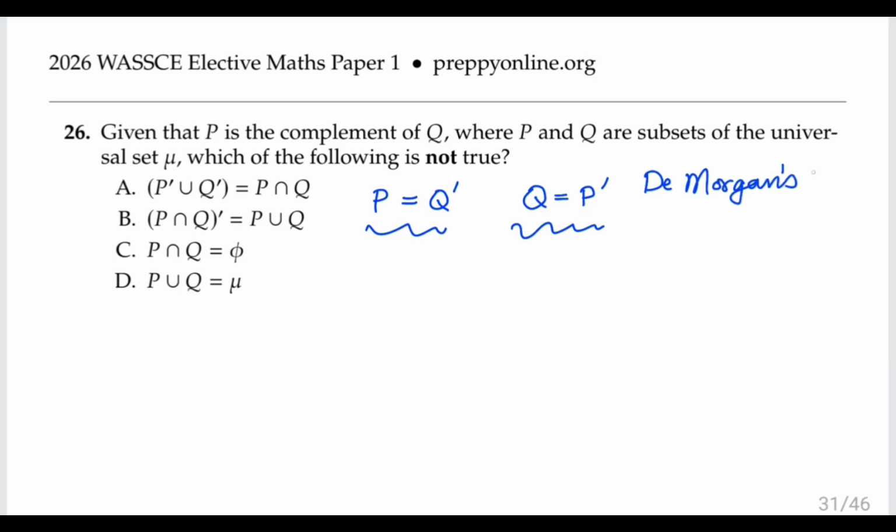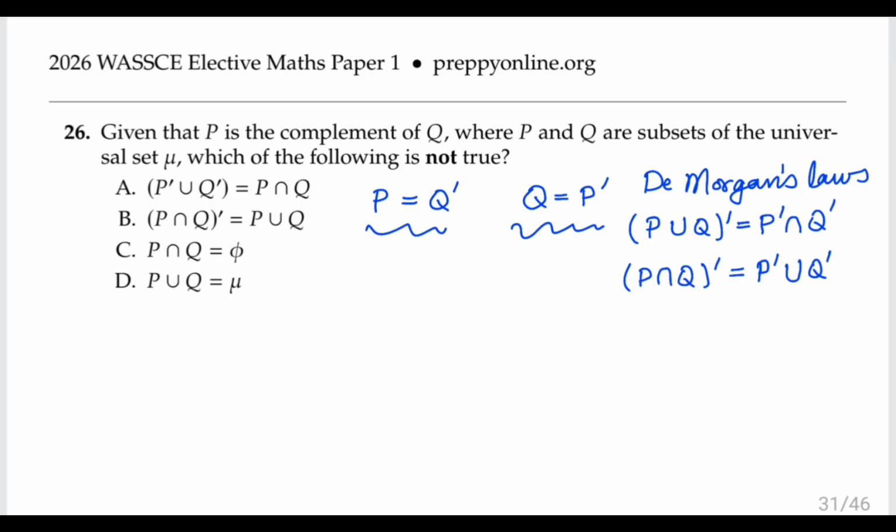So De Morgan's laws state that, let me write it this way. Let's say you have P union Q. If you take the complement of this, the laws say that this is equal to P complement intersection Q complement. And if you have this as well, this is equal to P complement union Q complement. So these are two statements from De Morgan's laws, and they're going to be helpful here.